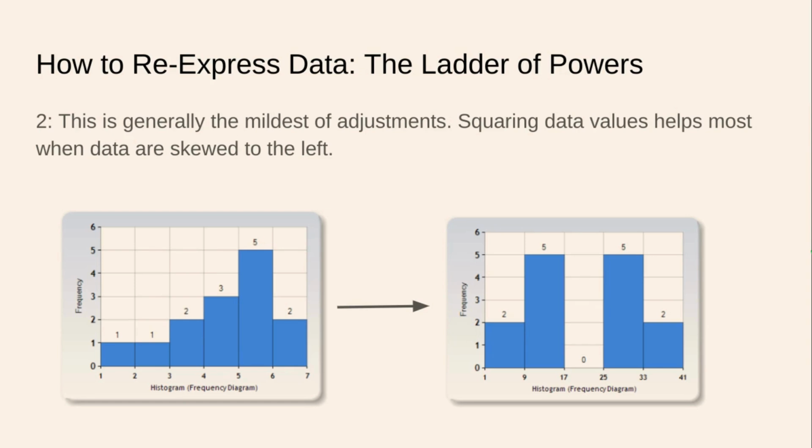So the first step of the ladder of powers we're going to consider, the mildest of adjustments to our data, would be to square the y values, which we would refer to as 2. So it's generally the most mild of adjustments. And squaring the data values, specifically the y values, helps most when the data are skewed to the left. So we see a left skew model over here. If I were to square all the data values, it's not necessarily a bell, but it is certainly rather symmetric. And symmetric data are easier to work with than asymmetrical data.